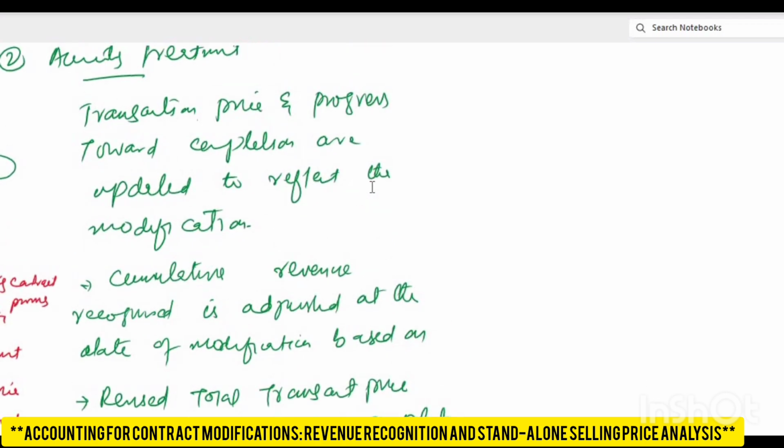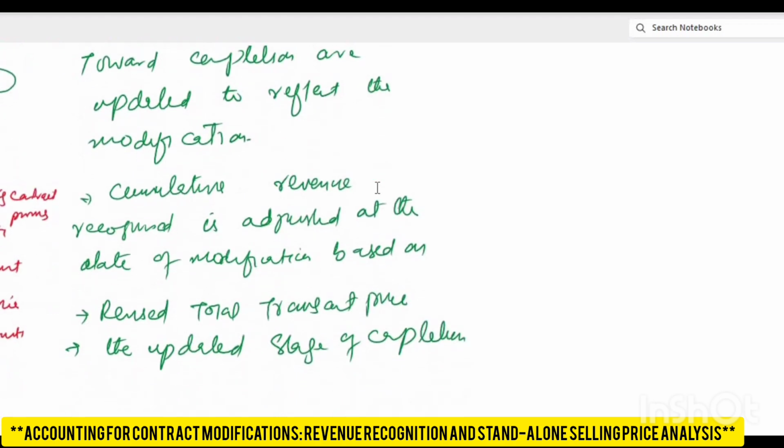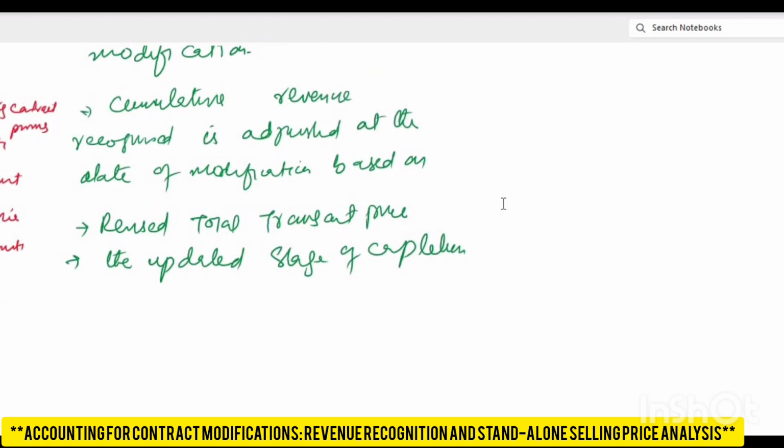So we have studied that the transaction price and the progress toward completion are updated, and why we are updating this: to reflect the modification, and the cumulative revenue recognized is adjusted at the date of modification based on the revised total transaction price and the updated stage of completion.